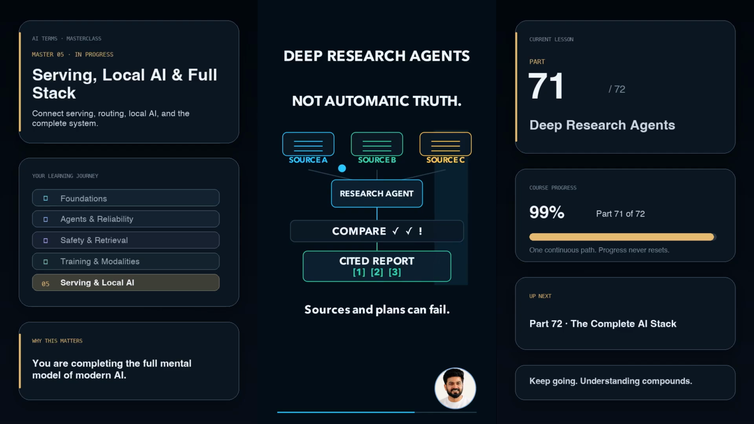This can save hours, but it is not automatic truth. Weak sources, stale pages, or bad search plans can still produce a confident mistake. You must inspect the citations and reasoning. That is a deep research agent. Plan, search, read, compare, cite, and assemble.